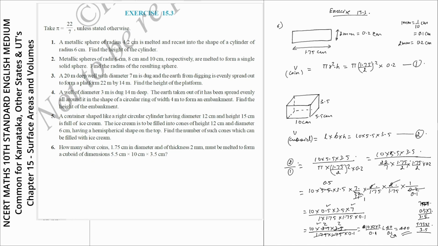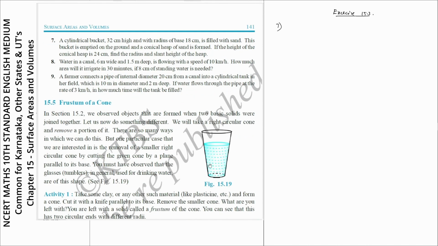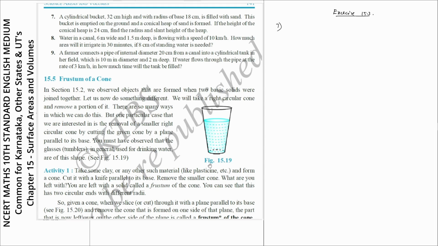So I need 400 coins so that I can melt and fill into this cuboid of dimension 10 into 5.5 into 3.5. Exercise 15.3, question number 7. A cylindrical bucket 32 centimeter high and with radius of base 18 centimeter is filled with sand. The bucket is emptied on a ground and a conical heap of sand is formed. If the height of the conical heap is 24 centimeter, find the radius and slant height of the heap.